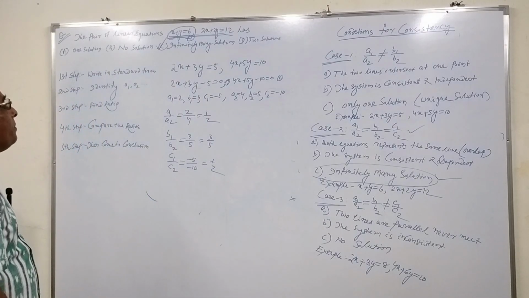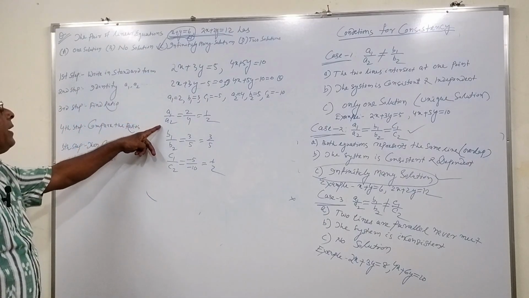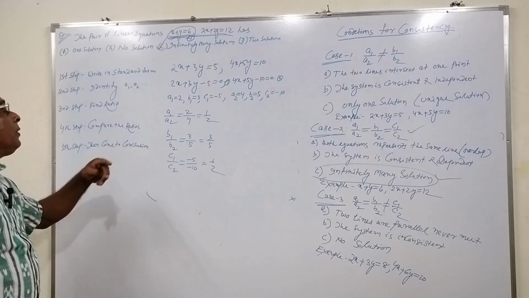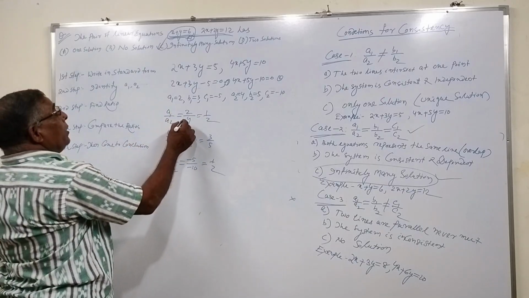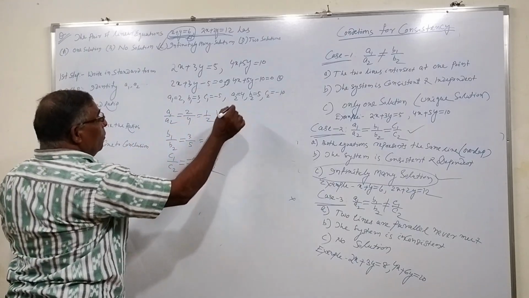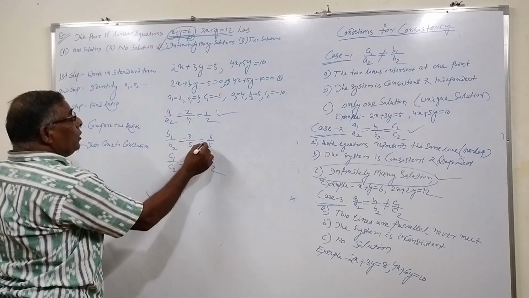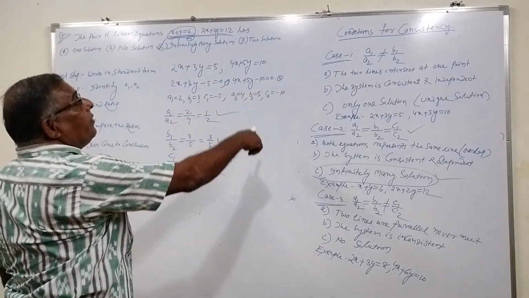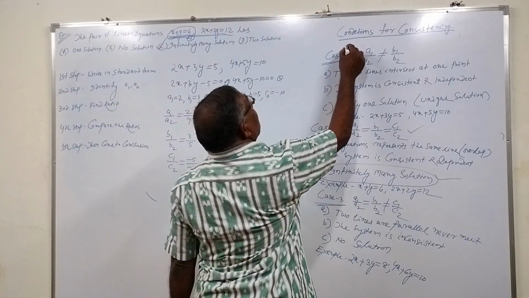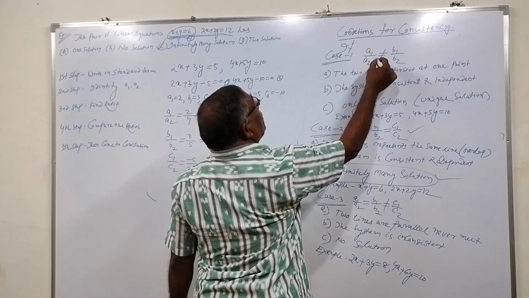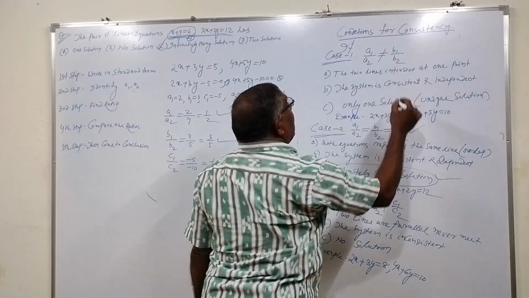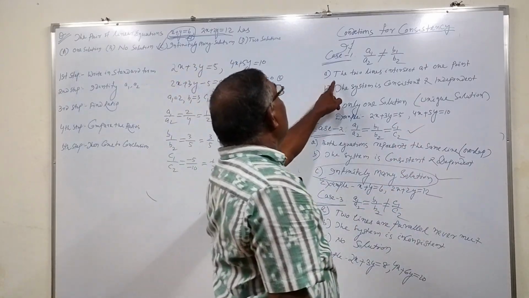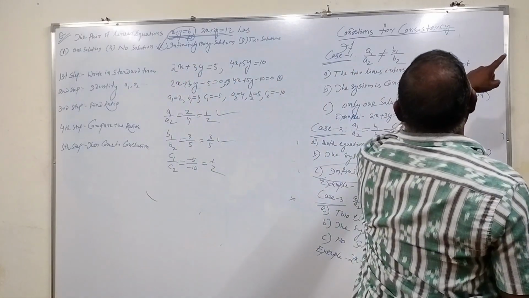Here we find A1 by A2 is not equal to B1 by B2. A1 by A2 is 1 by 2, and B1 by B2 is 3 by 5. Case 1 condition: if A1 by A2 is not equal to B1 by B2, then the two lines intersect at one point.